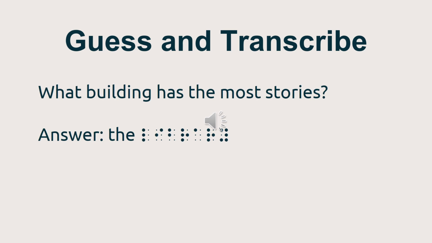Moving on to our last set of riddles. This time we will use all the letters of the Braille alphabet. Here's the first riddle in this set. What building has the most stories? Pause the video. Then, guess and transcribe. The correct answer is the library.